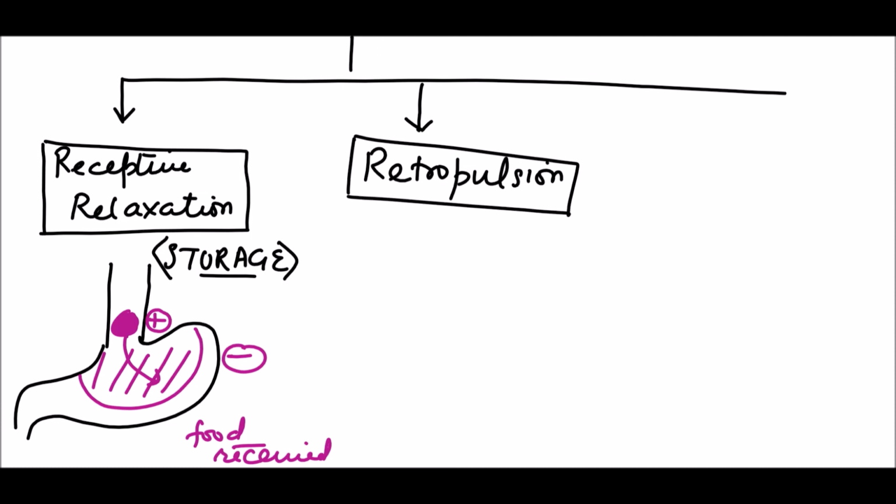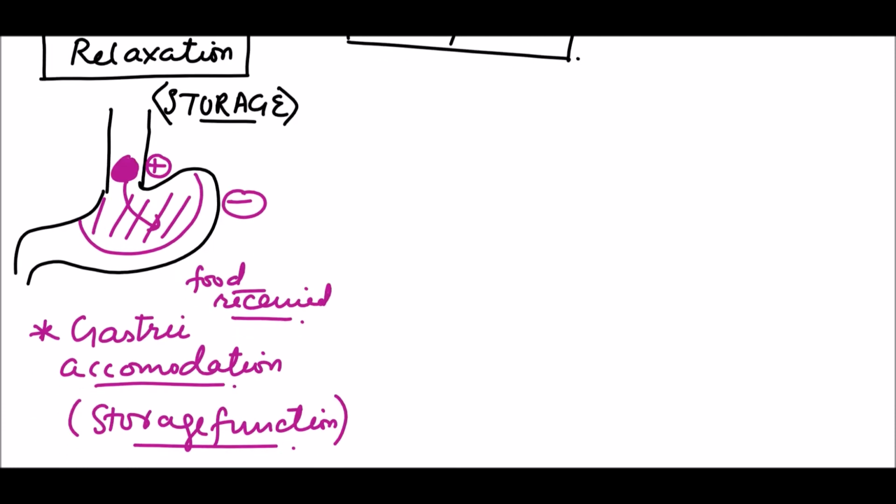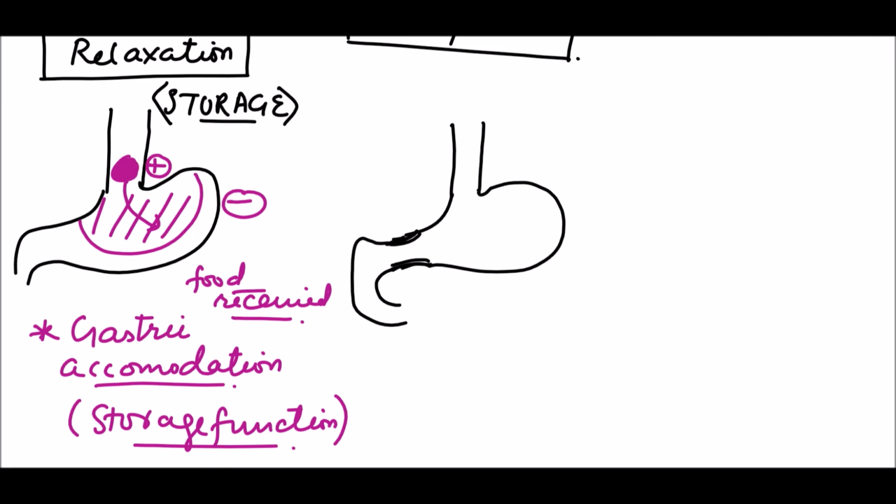Now let us try to understand this retropulsion with the help of a diagram. So again I'm going to draw the lower part of the esophagus, and this is the stomach, with the greater and lesser curvature. Here this narrow part of the stomach towards the duodenum is called the pylorus, and these are the first, second and third parts of the duodenum after the pylorus.